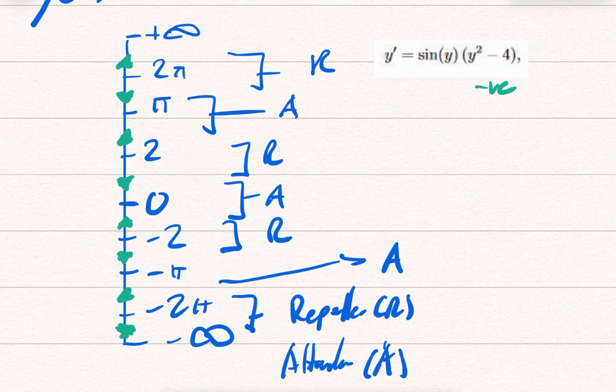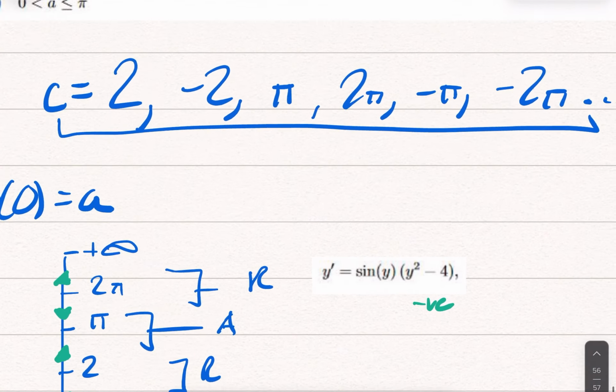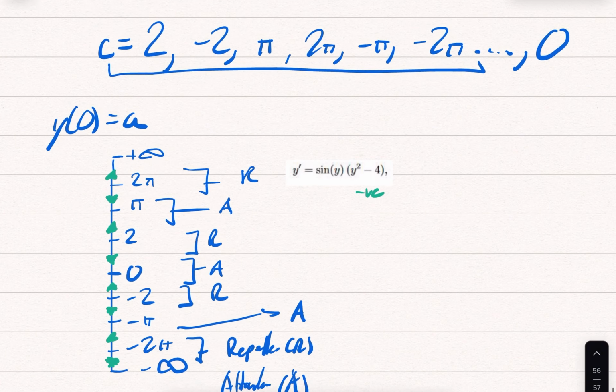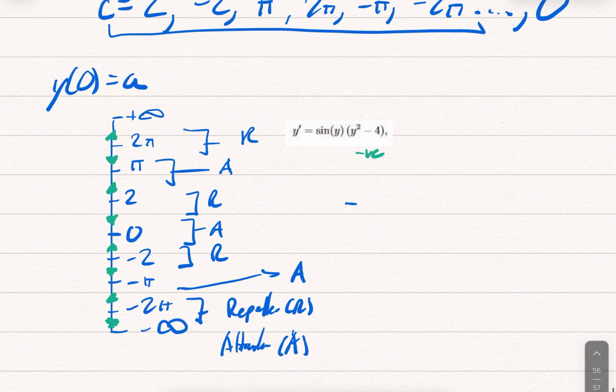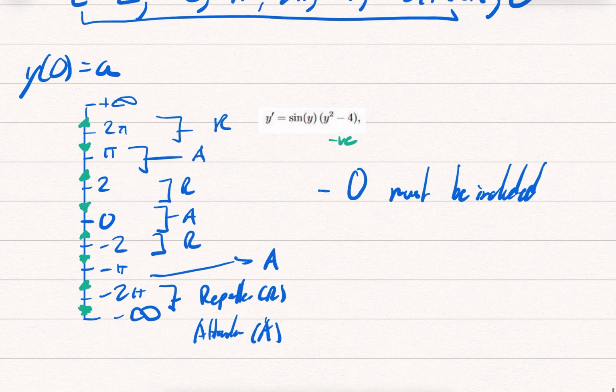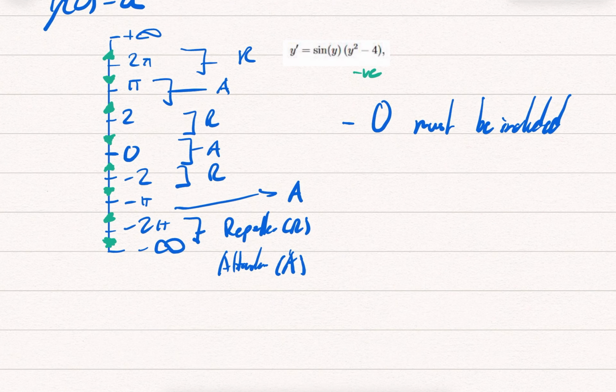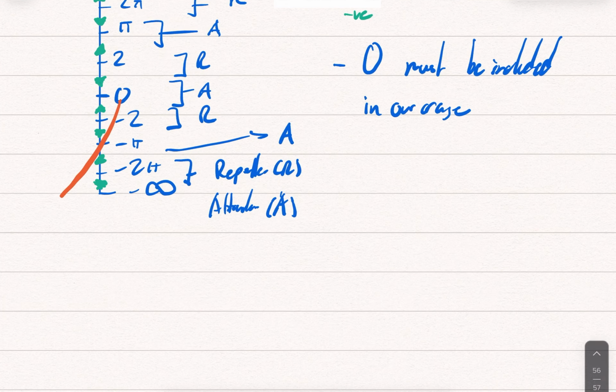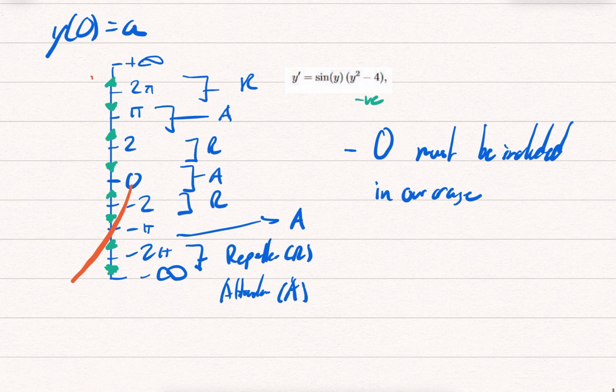Okay? So, we are looking for y at 0, which must be included. So, 0 must be included. That's why I said there's a faster way to do what I was doing. I just want to prove a point. 0 must be included in our range. So what does that get rid of? That gets rid of anything below here. Cool? So we only really need to test these points, but I did it for dramatic purposes.